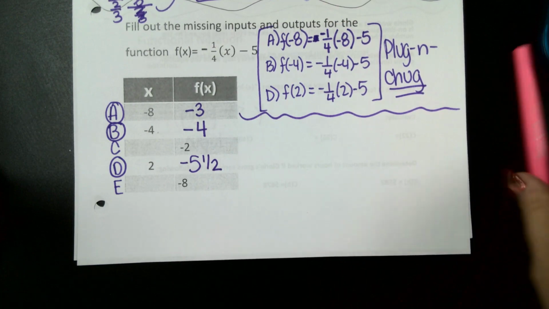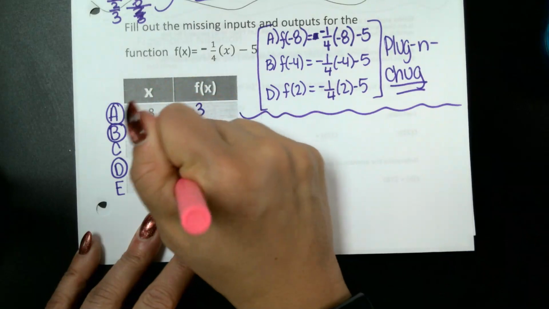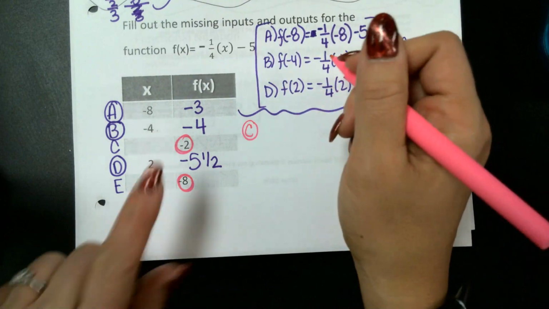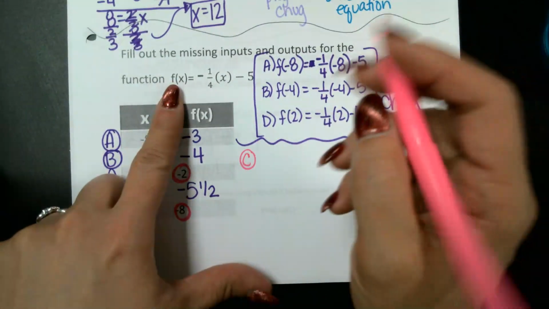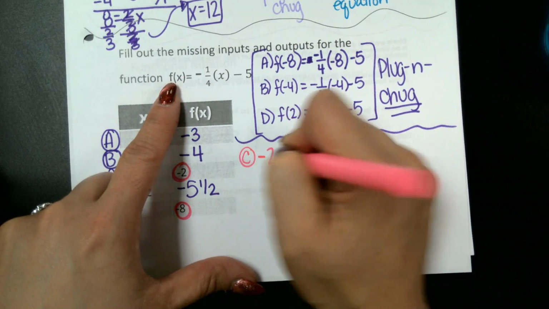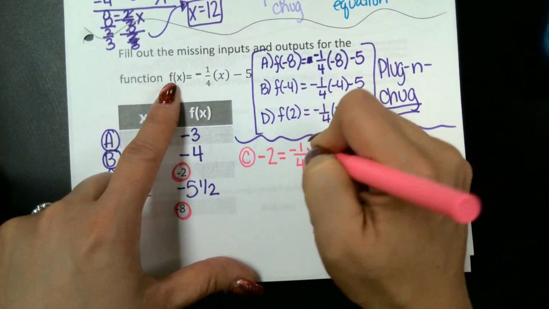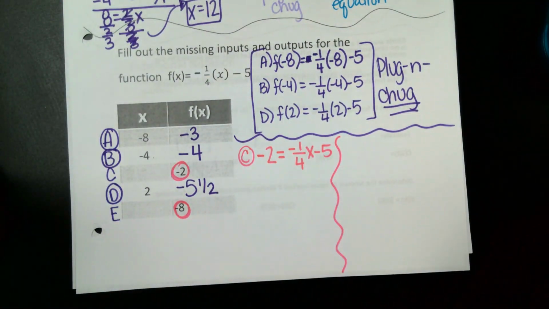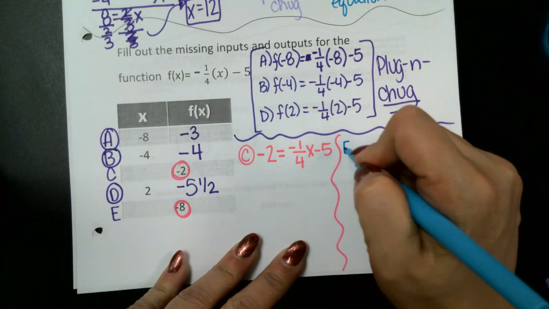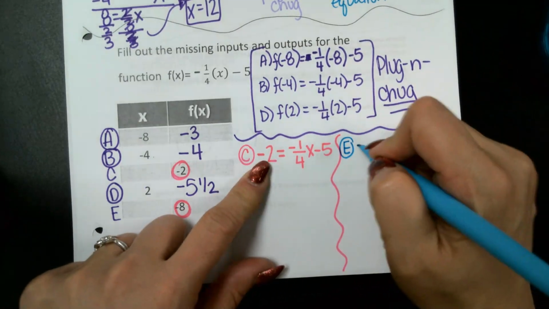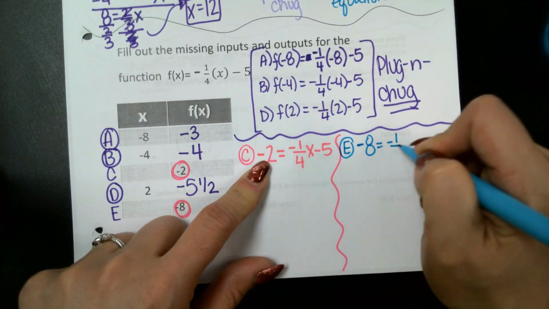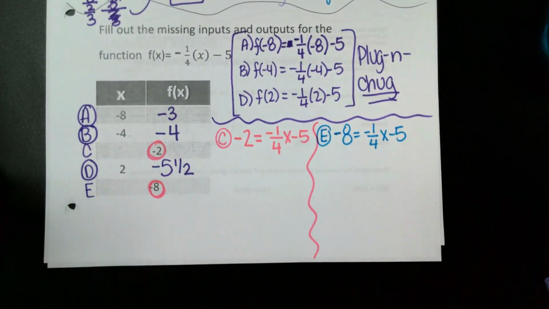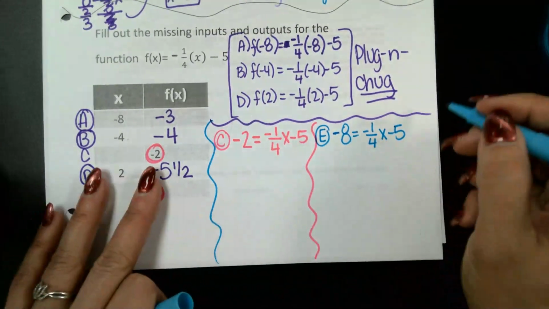Okay, then the other two, C and E, you guys are going to have those equations to solve. So for letter C, this -2 would go where the f of x is. So I'd have -2 equals -1/4 x minus 5. And letter E, you'd put a -8 right there. So -8 equals -1/4 x minus 5. So what will our two steps be solving C and E?